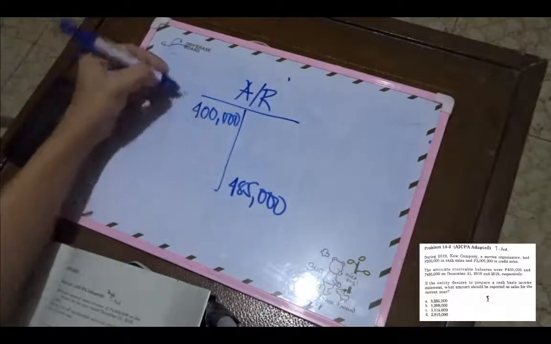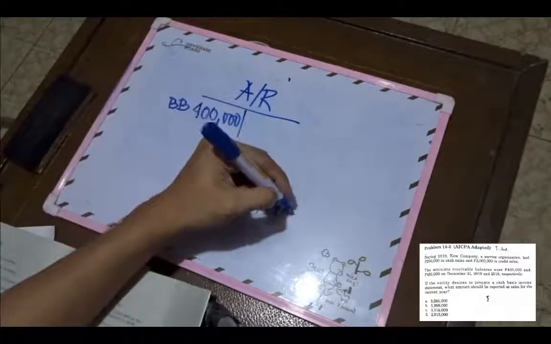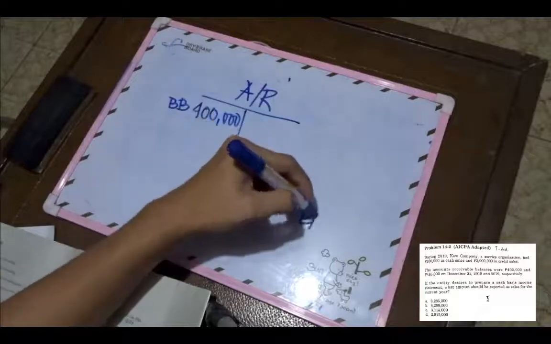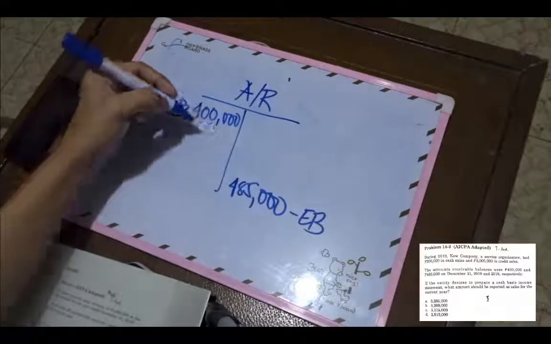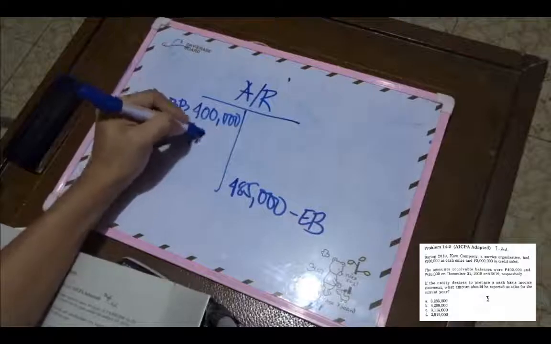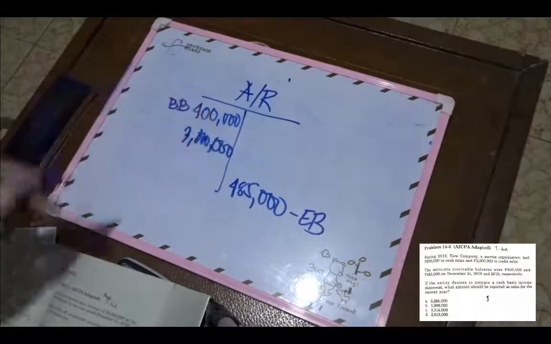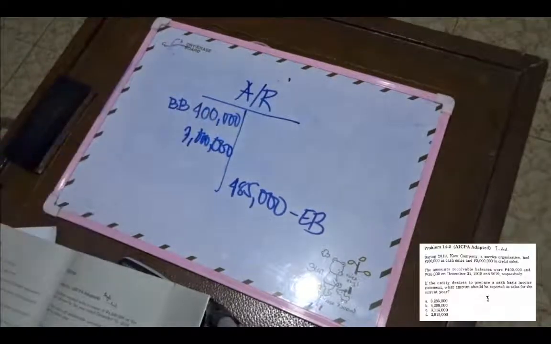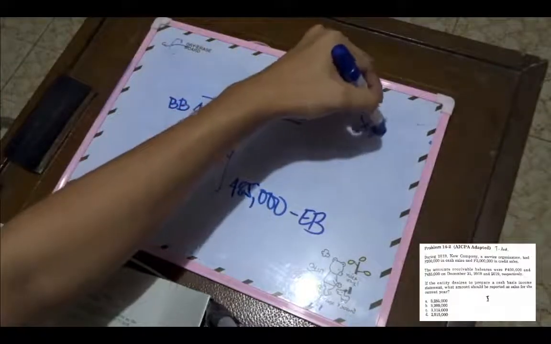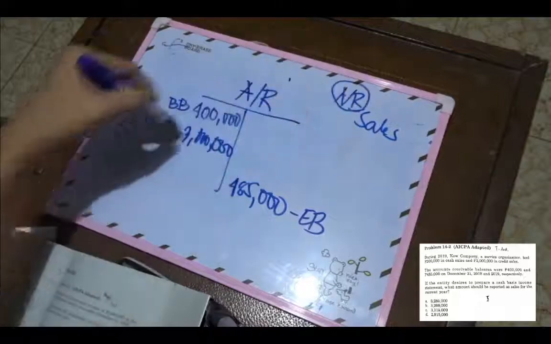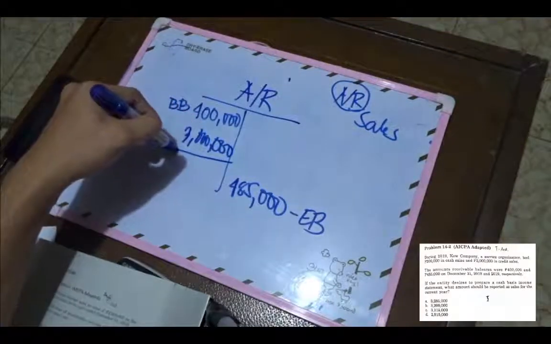So you have 400,000 beginning balance and 485,000 ending balance. And then we have it had 3 million credit sales. So remember, how do we journalize it? The credit sale transaction, we debit AR, then credit sales. So AR is debited. That's why we put 3 million in AR.